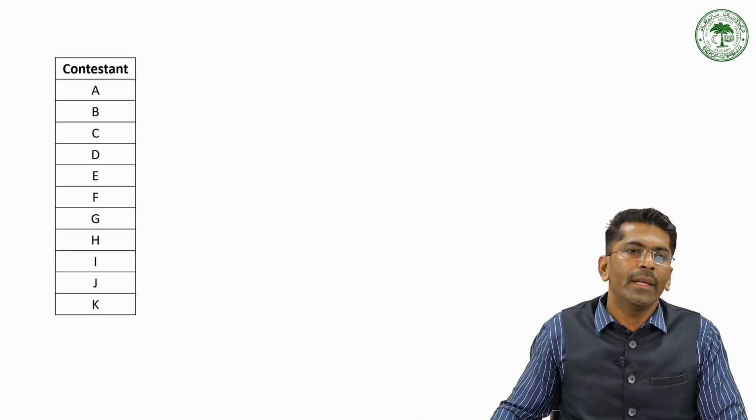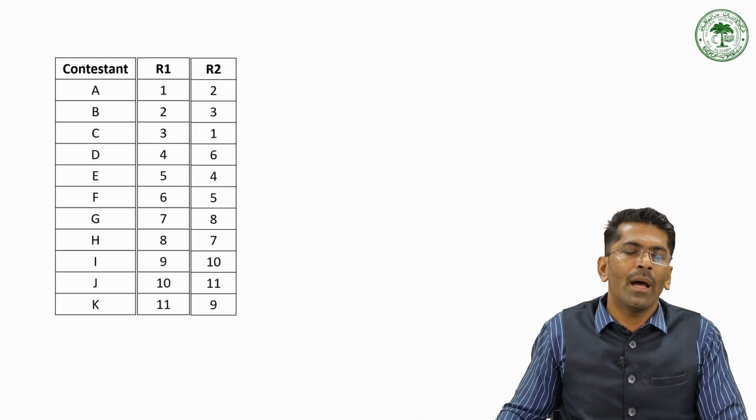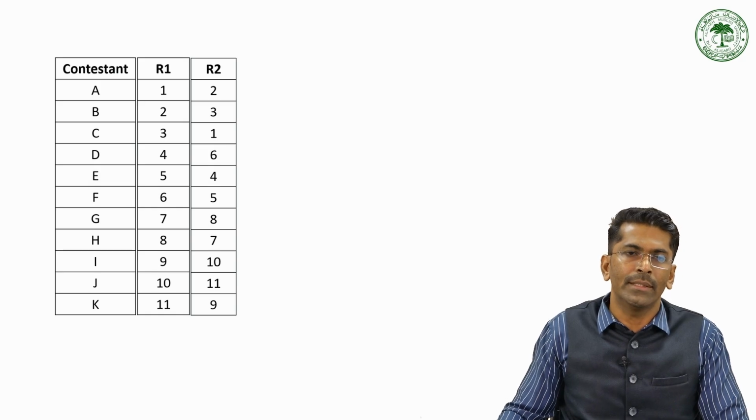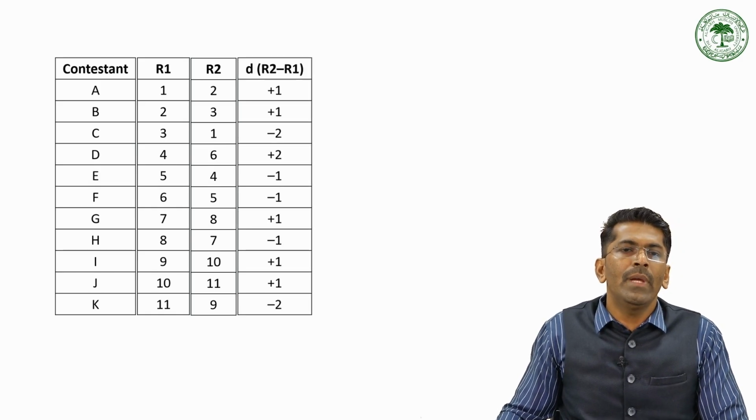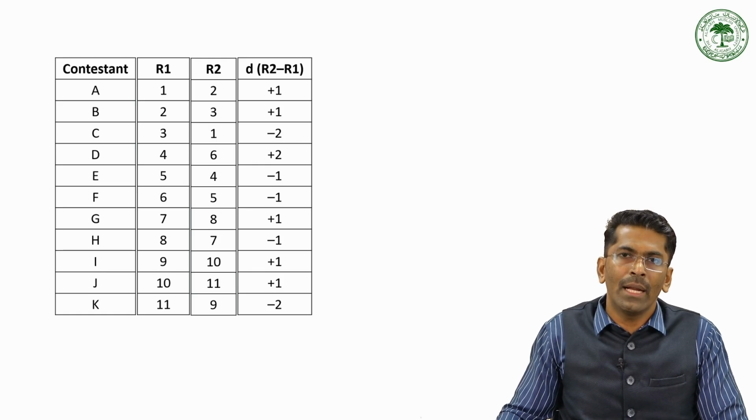So the contestants A to K are given here. Then R1 is also given, R2 is also given here, since it is the rank which is given by two separate judges. Now the D which we are going to calculate here is the difference between R1 and R2. So it is 1 minus 2, absolute value we are going to consider, it is 2 minus 1, it is 1. 3 minus 2 is equal to plus 1, 1 minus 3 is equal to minus 2.